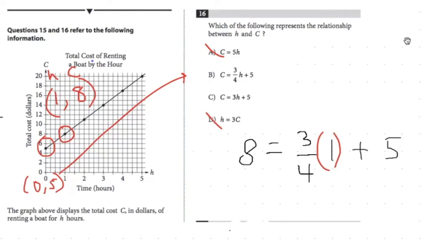Does that give us a true statement? No, it doesn't. And here, don't even worry about doing the actual math operation. You can use that basic logic again, because I don't care what 3/4 plus 5 is. I know it's not equal to 8. 3/4 isn't even 1, and 1 plus 5 is 6, so it's going to be less than 6. It's just not a true statement. So B is gone. Let's try answer choice C.